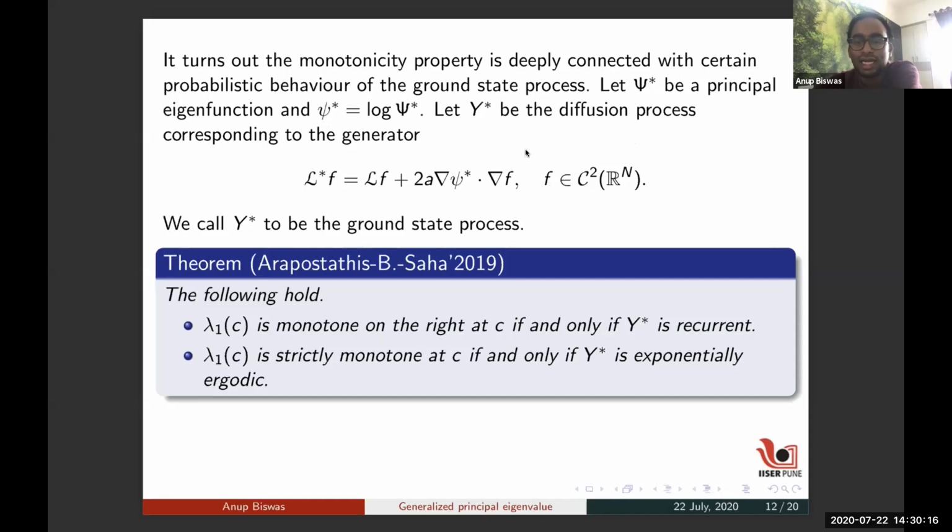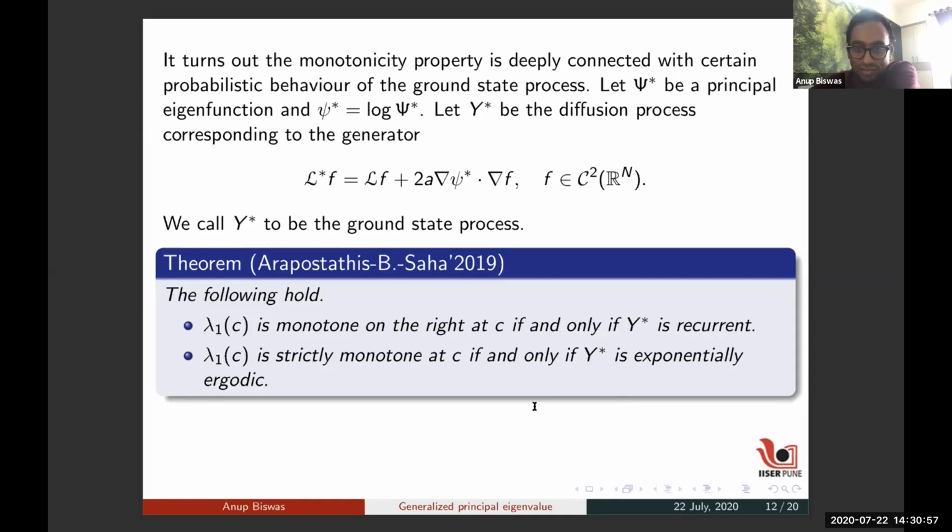And so this is a diffusion process. If you don't understand, it's still fine. So this is the diffusion process having this as a generator, whatever it means, but that's a stochastic process. And there is a stability property of the stochastic process that determines the monotonicity property of lambda 1 of C. What happened is that lambda 1 of C becomes monotone on the right at C if and only if Y star is recurrent, and this becomes strictly monotone if and only if Y star is exponentially ergodic. So this exponential ergodicity is stronger than recurrence. That's why the one below implies the one above.